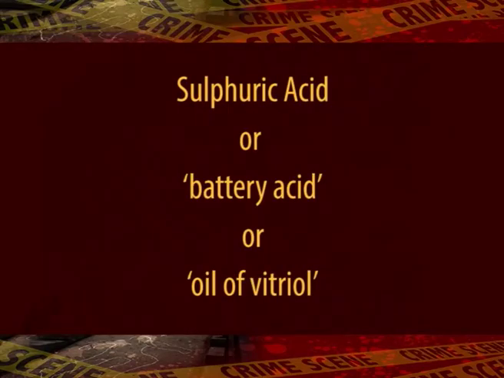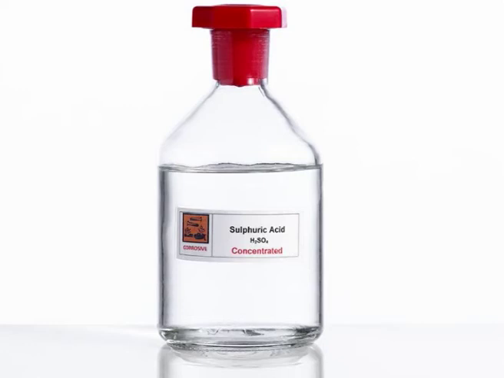Sulfuric acid. It is also called battery acid or oil of vitriol. It is the most powerful acid. It is colorless, heavy and hygroscopic. It mixes with water and evolves heat when mixed. The teeth become chalky white in color.